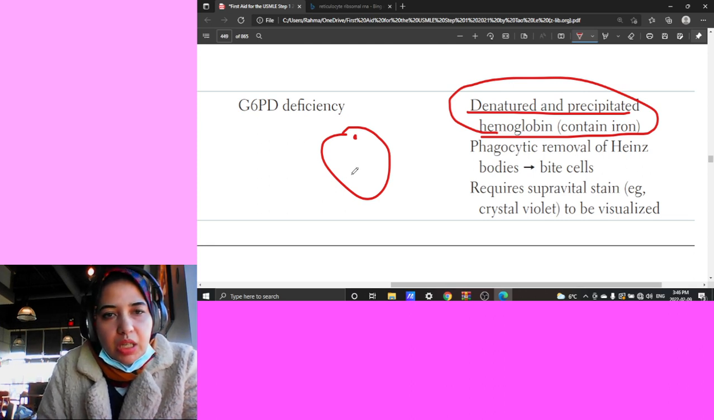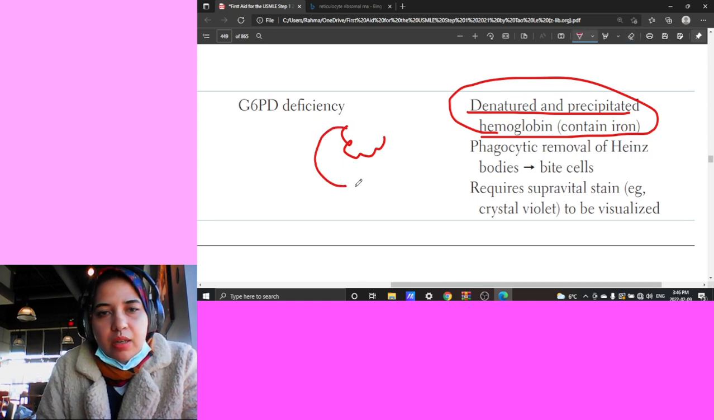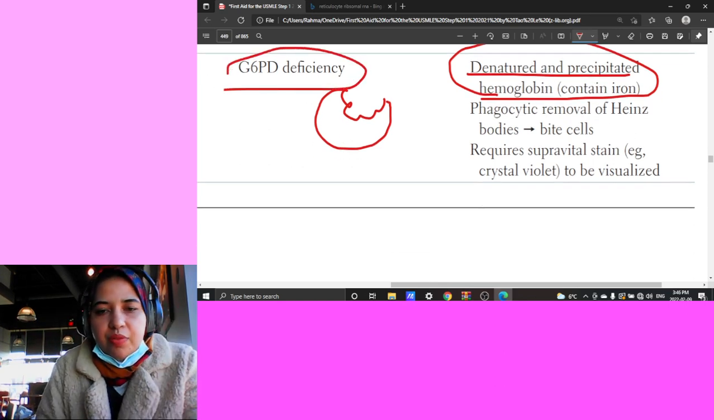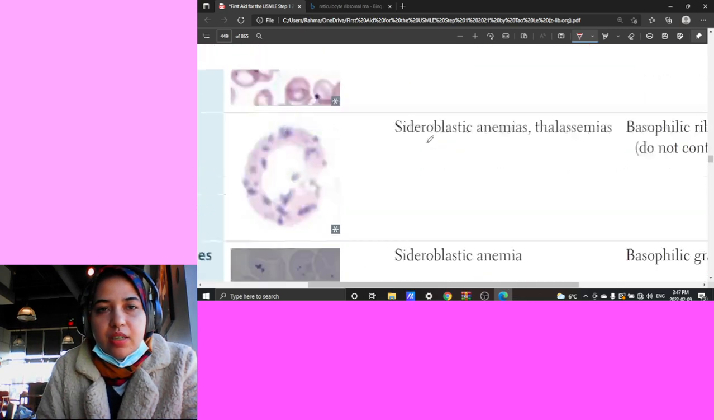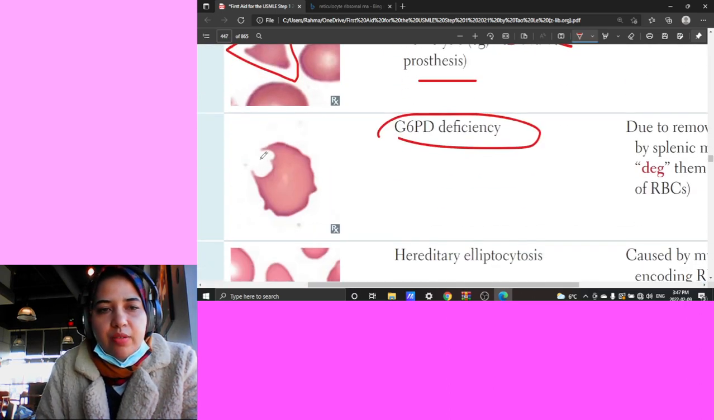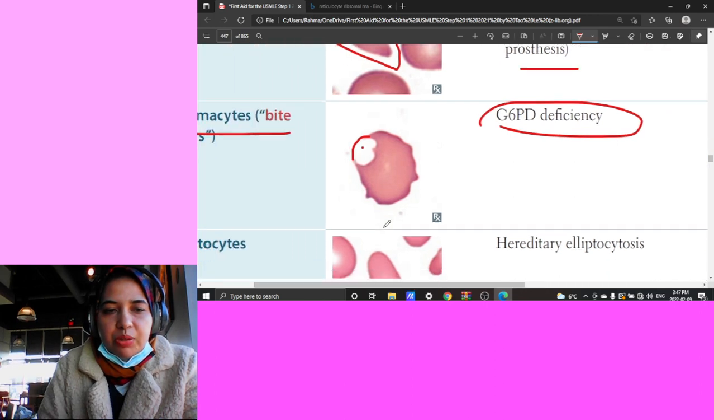When it's passing through, the spleen sees this and takes a bite out of it to erase it. Oh no, it erased the whole thing. Well, it's going to take a bite out of that. It's going to rip out that Heinz body. So now you have a bite cell. So in G6PD deficiency, you have two findings: you're going to have Heinz bodies and you're going to have bite cells. Let's go back and see what that looks like. There. So there was a Heinz body here and the spleen saw it and literally just took a chunk out of it. So that's what happens with G6PD.